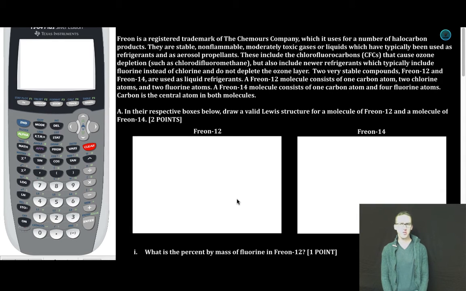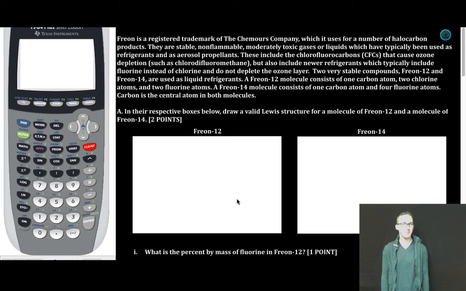Two very stable compounds, Freon 12 and Freon 14, are used as liquid refrigerants. A Freon 12 molecule consists of one carbon atom, two chlorine atoms, and two fluorine atoms. A Freon 14 molecule consists of one carbon atom and four fluorine atoms. Carbon is the central atom in both molecules. So exciting, learning so many ways that chemistry is connected to real life things.